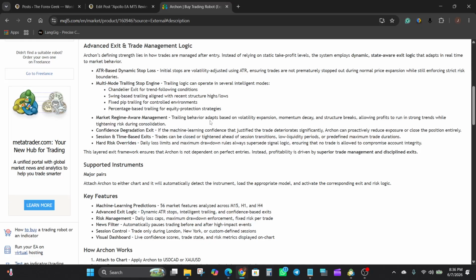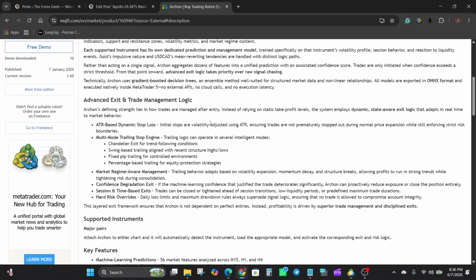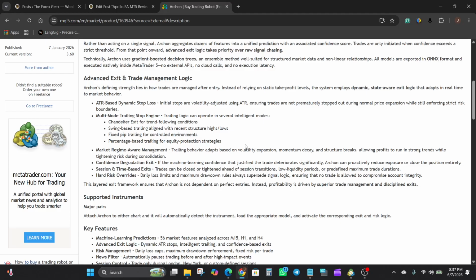Another interesting feature is the advanced exit framework. Instead of relying solely on fixed take profit levels, Archon uses ATR based stop losses and offers multiple trailing stop modes, including chandelier, swing, fixed, and percentage based trailing options. The EA also includes confidence based exits, where positions can be reduced or closed if the machine learning confidence behind the trade deteriorates. The marketplace page also mentions a built in news filter, session controls for London and New York trading sessions, and an on-chart dashboard displaying confidence scores, trade status, and risk metrics.